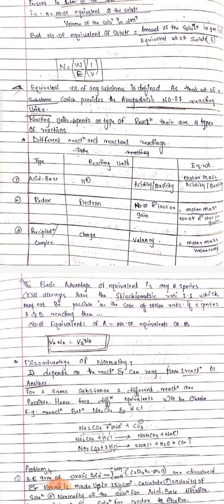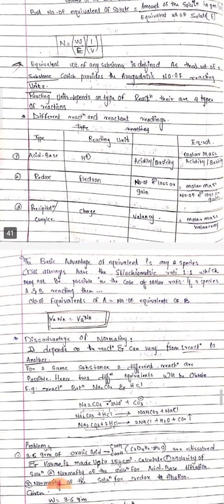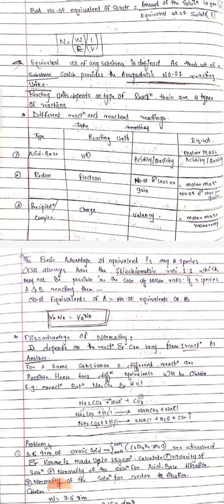The equivalent weight will be the molar mass upon acidity or basicity. In a redox reaction, electrons are involved. The number of electrons lost or gained will decide the equivalent weight. Therefore, equivalent weight is the molar mass divided by the number of electrons lost or gained. Then for precipitation and complex reactions, there will be the charge, determined in terms of valency. Molar mass divided by the valency will give you the equivalent weight.